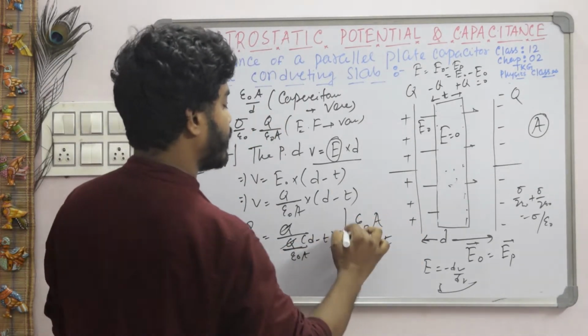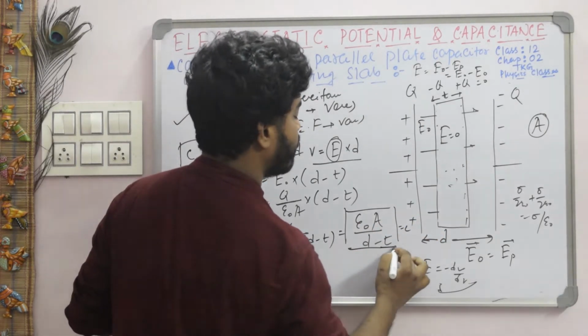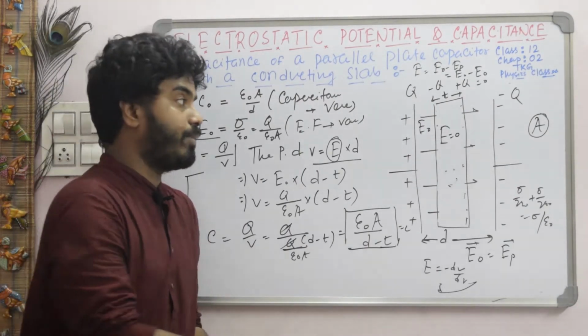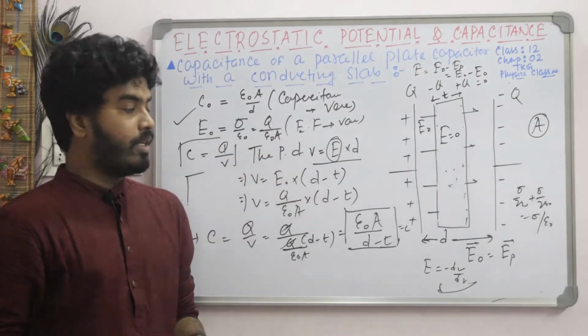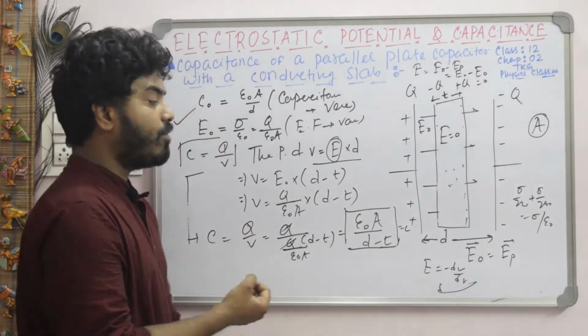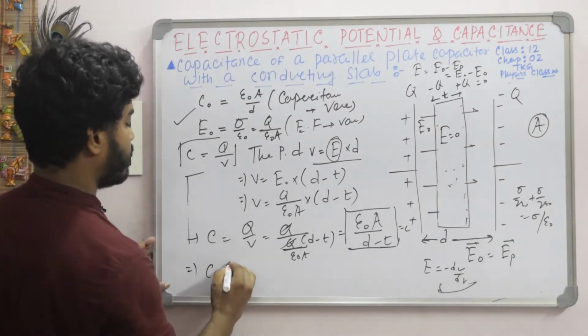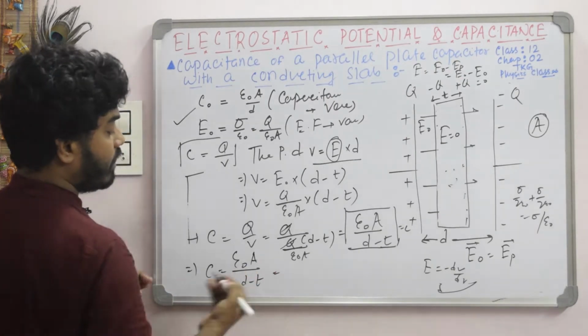So this is the expression of capacitance for a parallel plate capacitor when a conducting slab is placed between the plates. Conducting slab is introduced between them. So this is the general expression. Now express it in another way. Suppose we write C is equal to epsilon naught A divided by (d minus t).